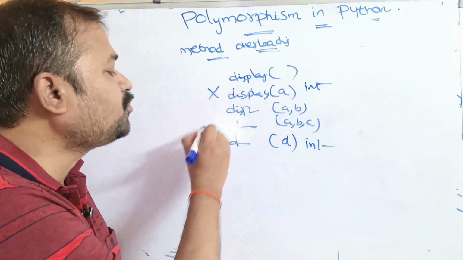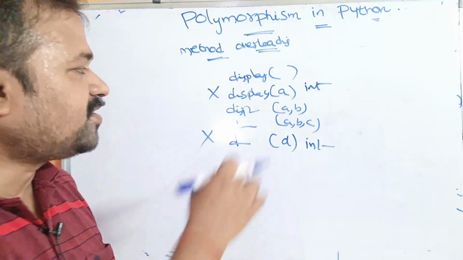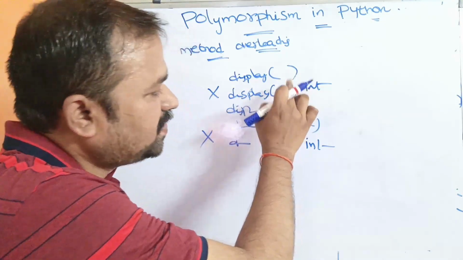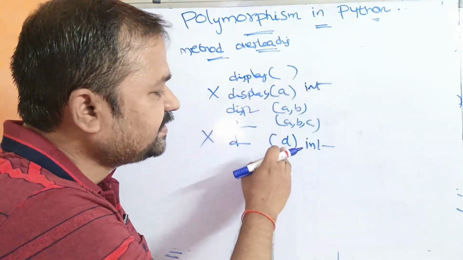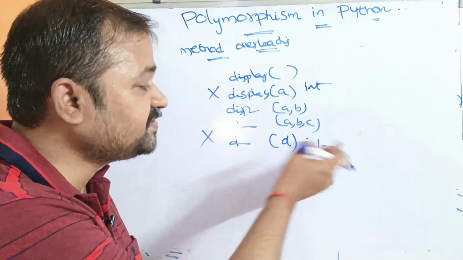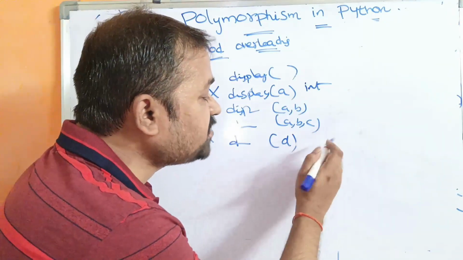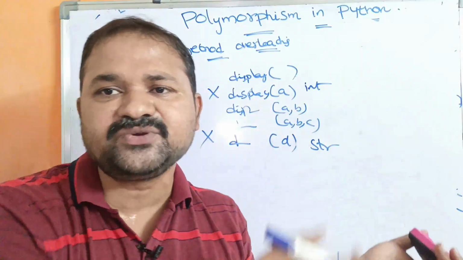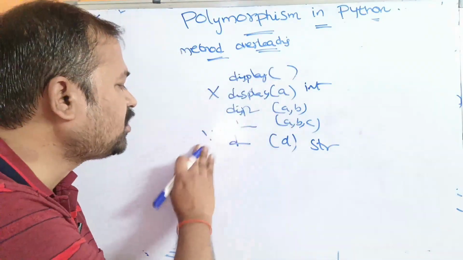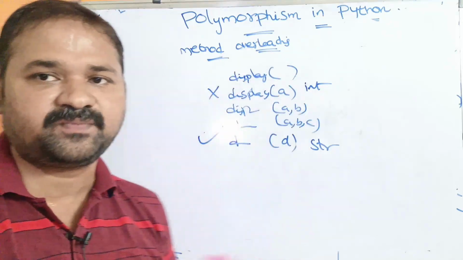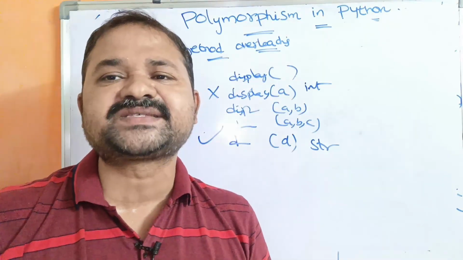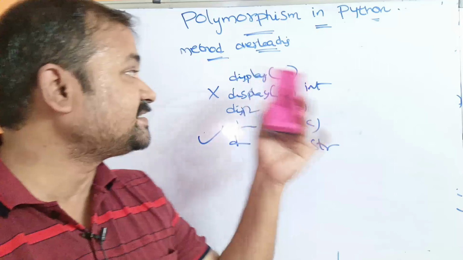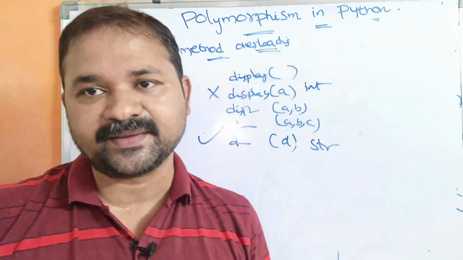Now we can't overload these two methods. Okay. Why? Because this method is also having one argument which is of integer. This method is also having one argument which is of integer. But in place of D, we can have some other argument. In place of D, let us use string. Then we can overload these two methods. There is no problem. But here the problem is Python programming doesn't support method overloading.